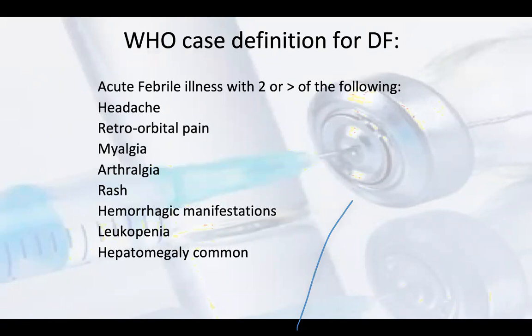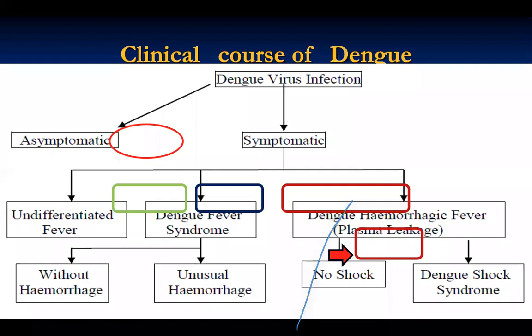So the case definition by WHO for dengue fever is an acute febrile illness with two or more of the following: headache, retroorbital pain, myalgia, arthralgia, rash, hemorrhagic manifestations, leukopenia. Hepatomegaly is also commonly reported in dengue fever.